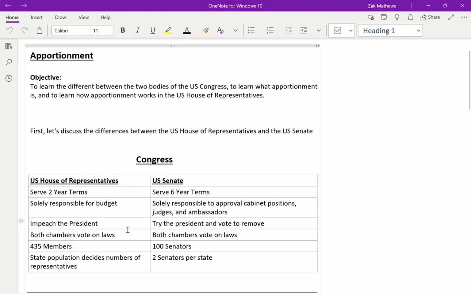Both chambers do vote on laws. The membership looks a little different. The U.S. House of Representatives has a total of 435 members. The Senate, there are only 100 senators.